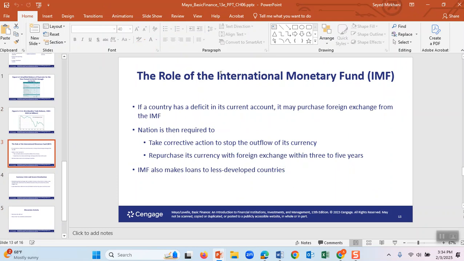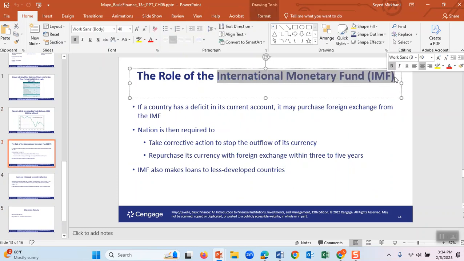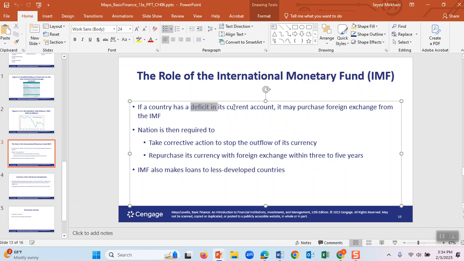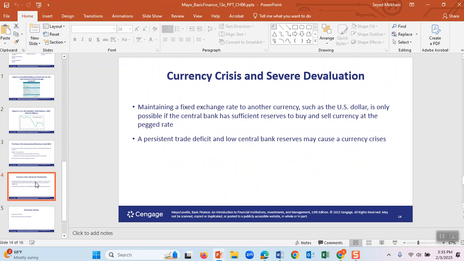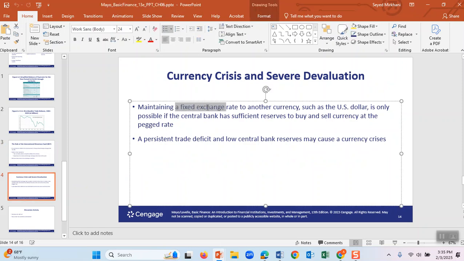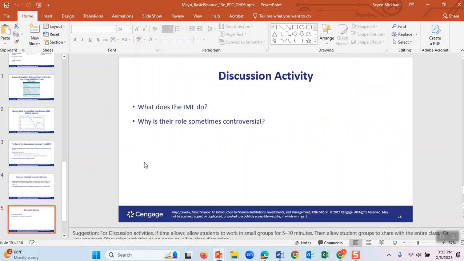And the International Monetary Fund is an organization in Washington, D.C., and it tries to monitor to make sure enough money flows in terms of currency, and these are issues such as fixed exchange rates to another currency and devaluation. And sometimes the Federal Reserve, the central banks, can interfere to make sure that the prices of these currencies are stable.